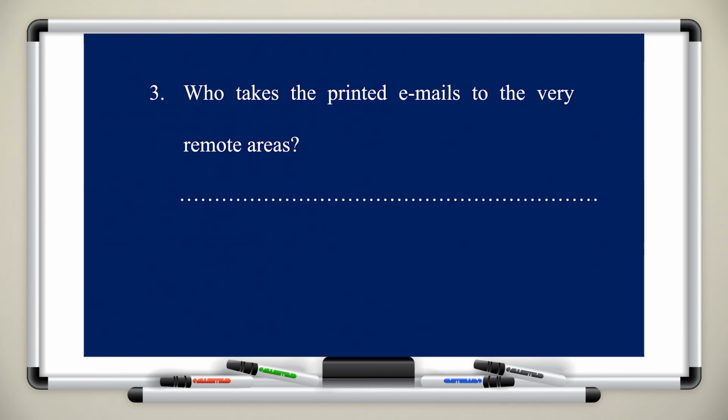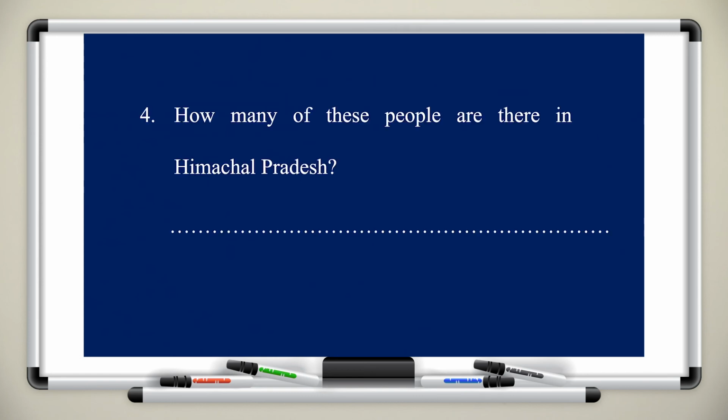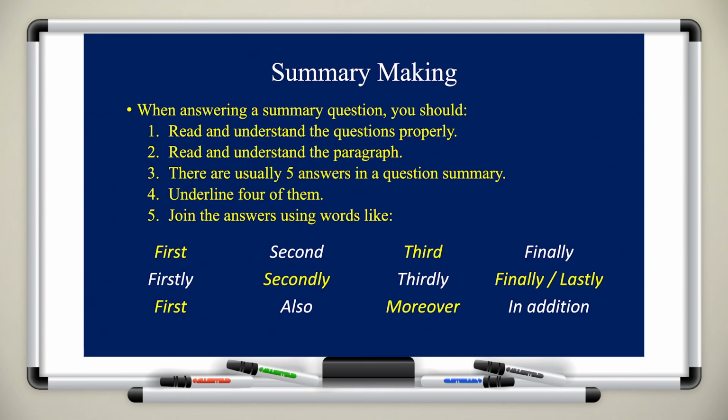Number 3, who takes the printed emails to the very remote areas? According to the paragraph, who takes the printed emails to the very remote areas? Male runners. This is the answer. Number 4, how many of these people are there in Himachal Pradesh? Over 1,600.